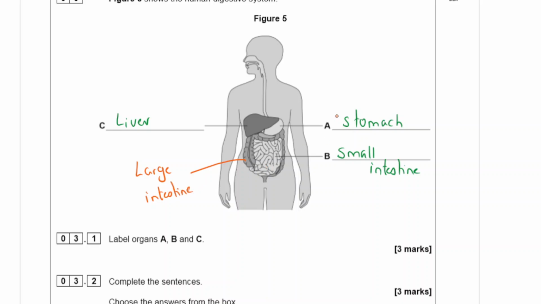Right. Now let me quickly go through the functions. Stomach is where the food is broken down, mixed with the stomach acid, hydrochloric acid. Liver is mainly responsible for breaking down toxins in your food. The small intestine is where the glucose is mainly absorbed once it's been broken down. The large intestine is where water is actually absorbed.